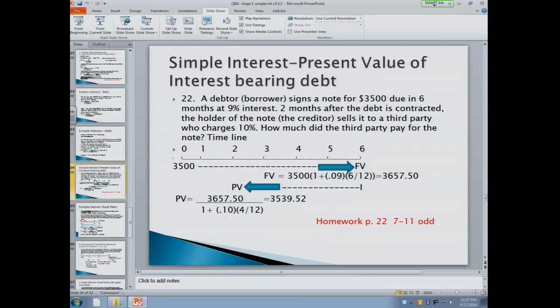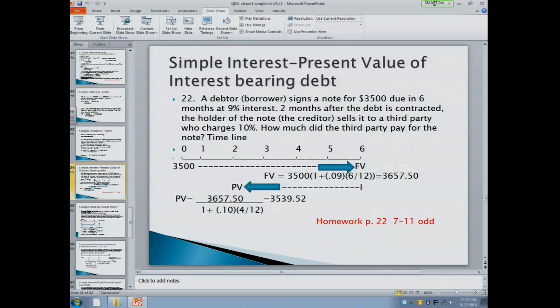And I'm going to show you this problem. Classic problem. A debtor goes to Bank A and signs a note for $3,500, and it's due in 6 months at 9% interest. 2 months after the debt is contracted, the holder of the note, Bank A, sells it to a third party who charges 10%. How much did the third party pay for the note? You read the entire note.